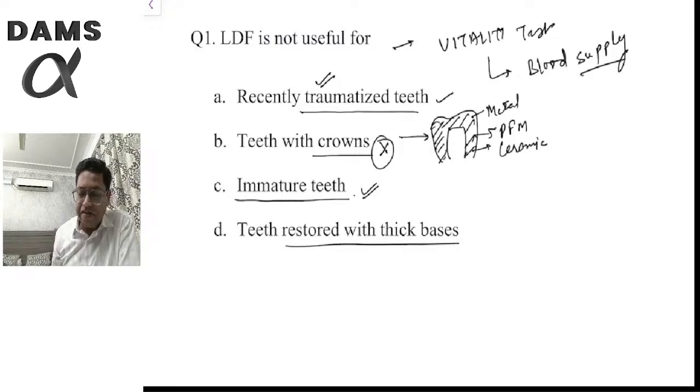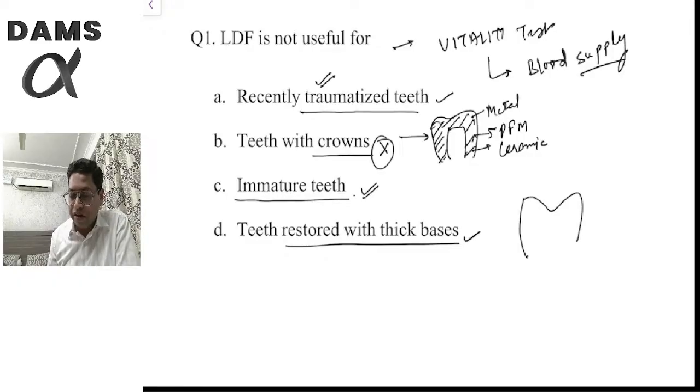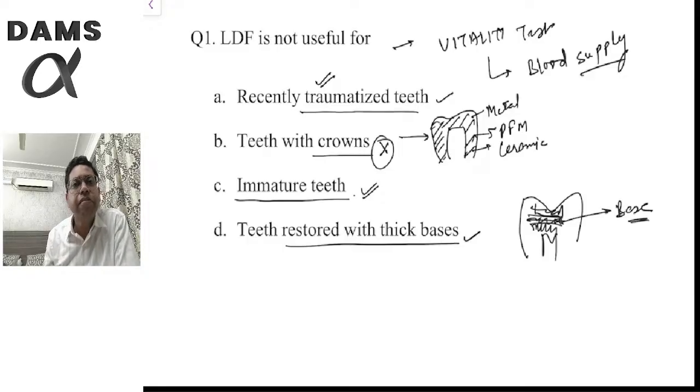Teeth restored with thick bases. There may be a tooth. This is the pulp organ. This is the dentine present, and there is a thick base on which there is a restoration. There's a base above the pulp. But even though there is a base over the pulp, the laser light can successfully penetrate the natural tooth structure and reach the pulp and detect whether viable circulation is present in the pulp or not. So definitely in teeth restored with thick bases, we can use laser Doppler flowmetry.